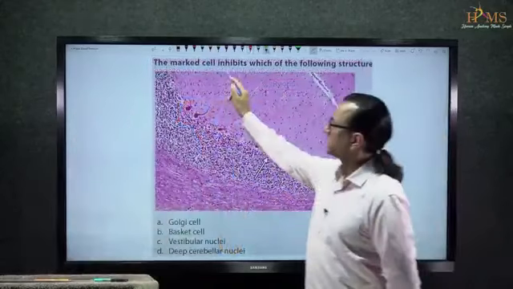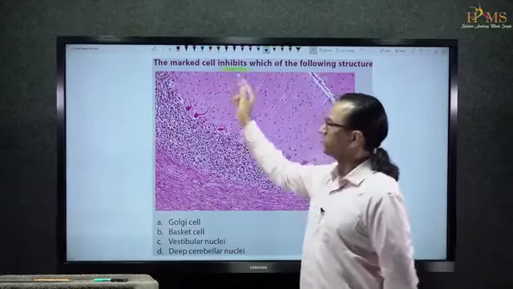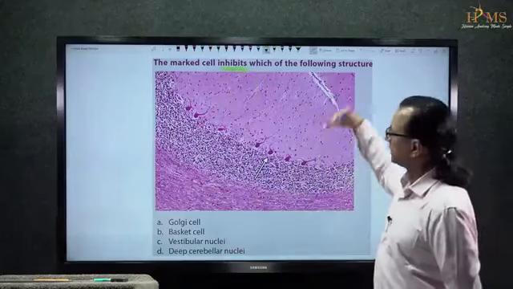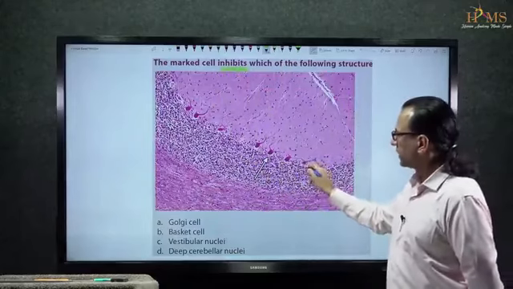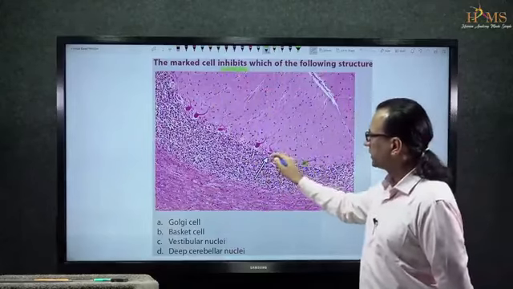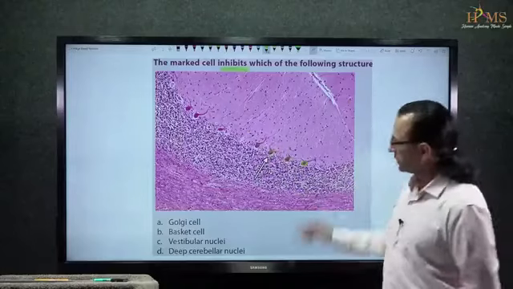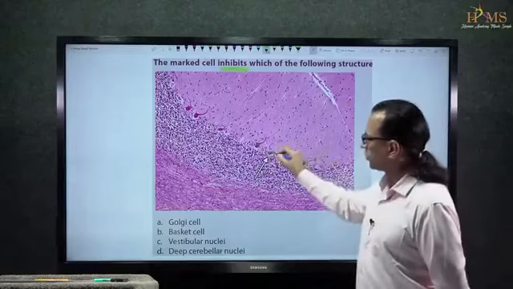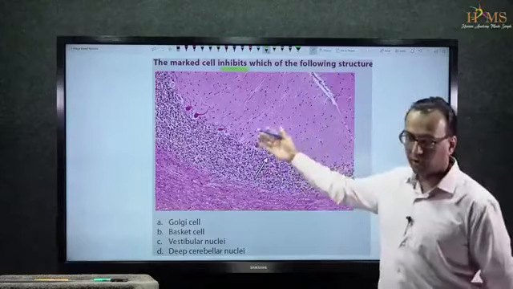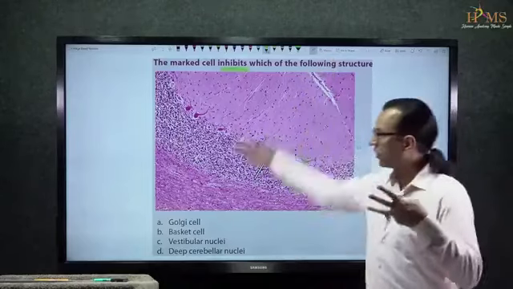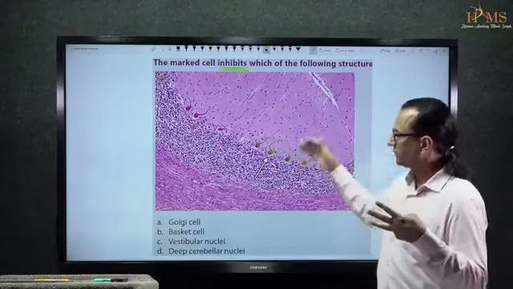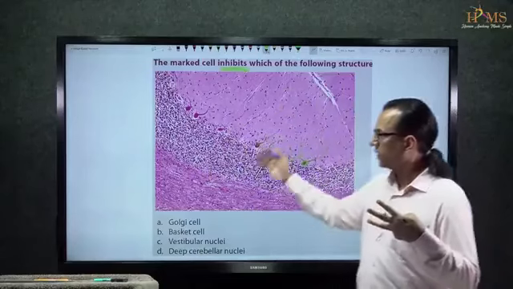As such, this question is asking for inhibition of some structure which is marked by the arrow. This is actually the Purkinje cells, and Purkinje cells are the cells which are sending dendrites towards the outer molecular layer of the cerebellar cortex. Cerebellar cortex has three layers: the outer molecular, middle Purkinje, and the inner granular layer.